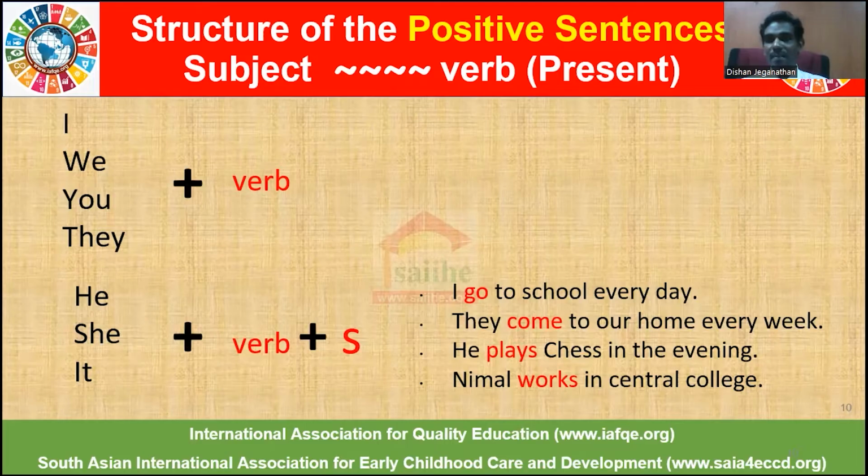Let's look at some examples here. I go to school every day. They come to our home every week. He plays chess in the evening. Nimal works in Central College. Here, Nimal refers to third person subject. So, Nimal is a proper noun. So, as we said, for a third person singular, we use a verb along with an S. So, it becomes Nimal works in Central College.